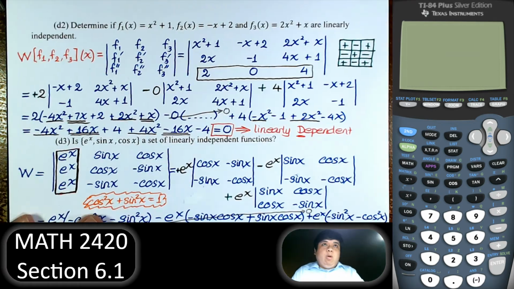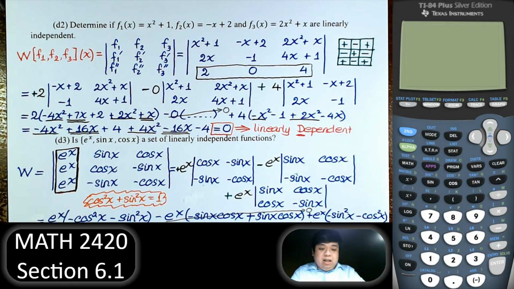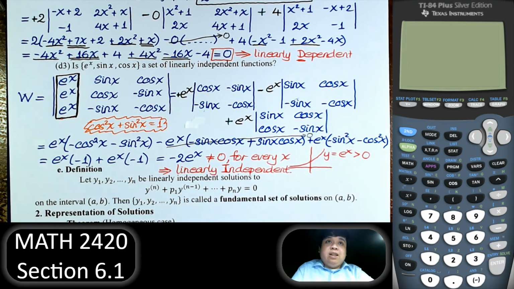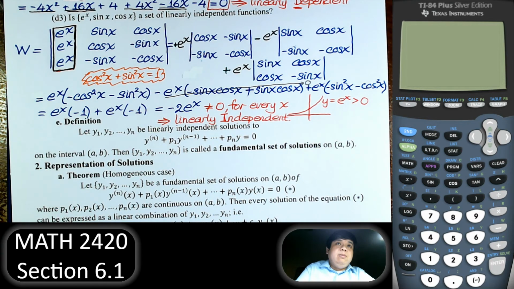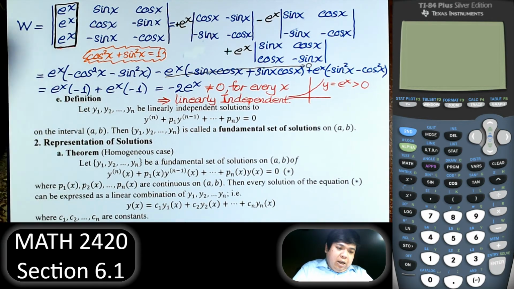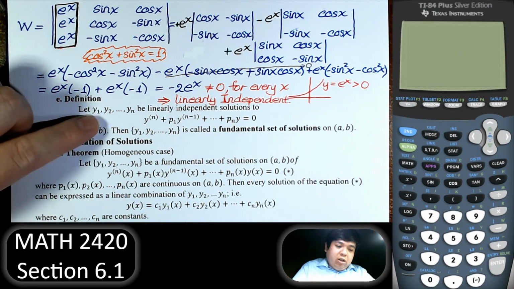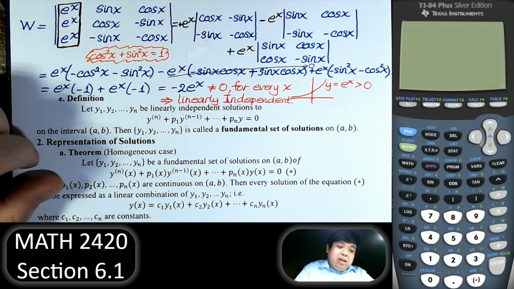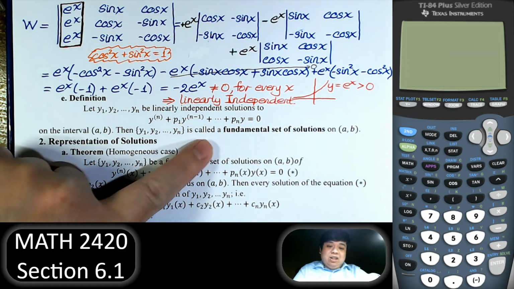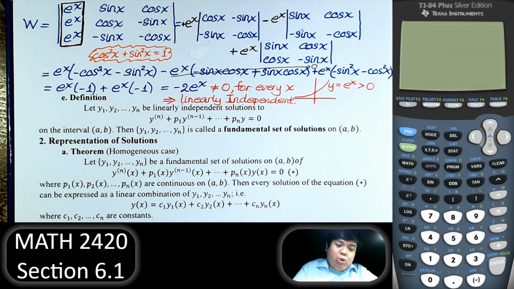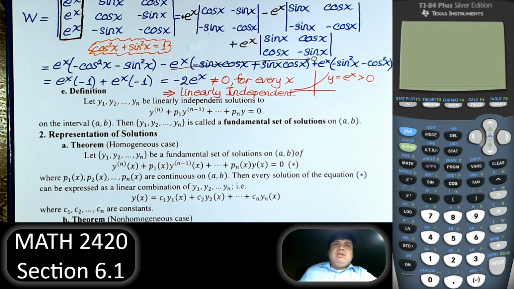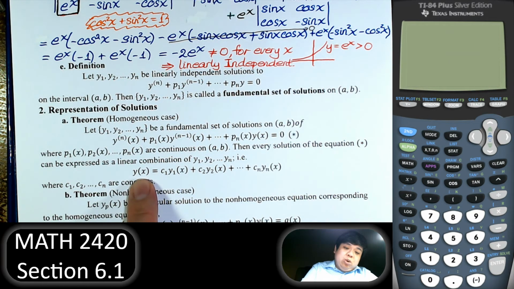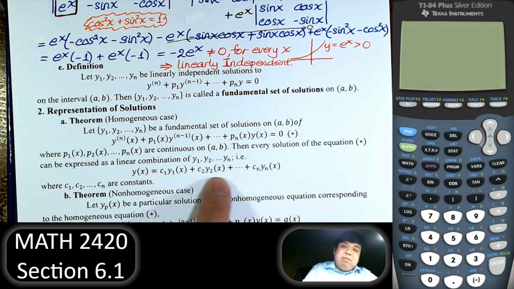Right. So if the Wronskian is equal to 0, linearly dependent. If the Wronskian is not equal to 0, linearly independent. Now, suppose we have three functions, a set of functions that are linearly independent. Then we call that the fundamental set of solutions. Now this is nothing new. Remember, if all the solutions are linearly independent, then we just write the solution as a linear combination of all of them.